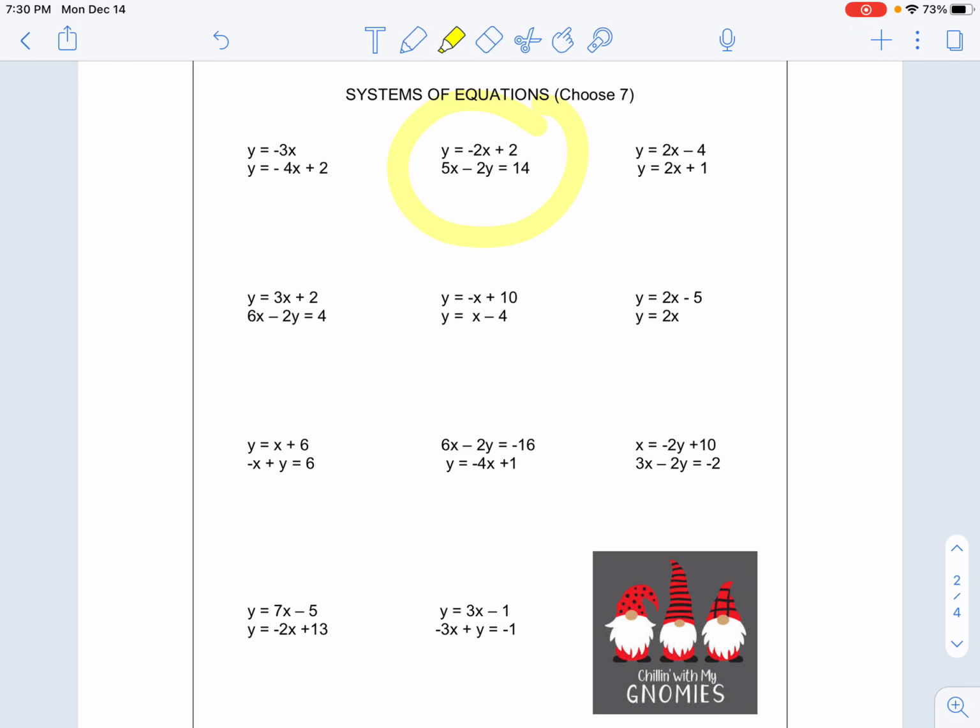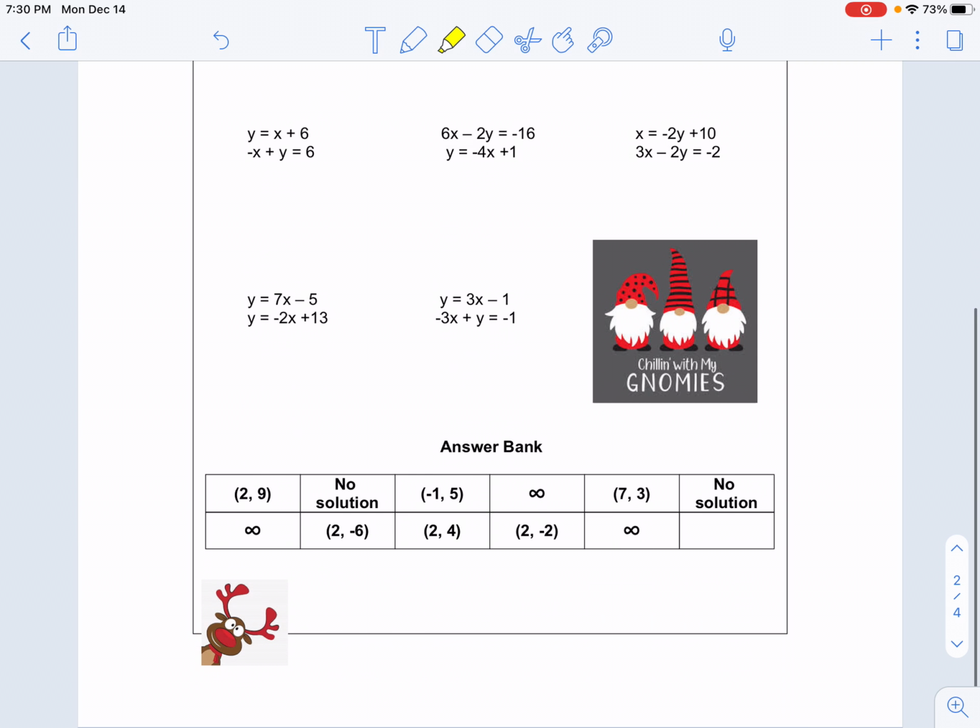So you're going to have to work through a few of these to see what kind of equation answer you're going to get. Okay? Now, I will tell you there is an answer bank at the bottom. So when you work these out, check to make sure that whatever you got is in that answer bank.